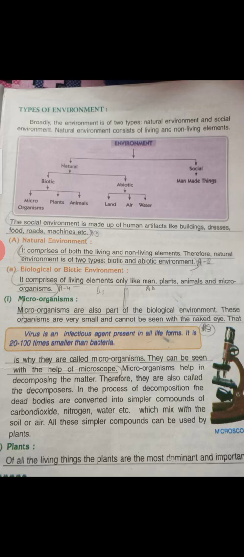Biological or biotic environment comprises living elements only like man, plants, animals and microorganisms. Now, what is a microorganism? From the name only it is very clear, it is an organism which is not visible to the naked eye; we use microscopes to see them. They are also part of the biological environment. These organisms are very small and cannot be seen with the naked eye. That is why they are called microorganisms. They can be seen with the help of a microscope.